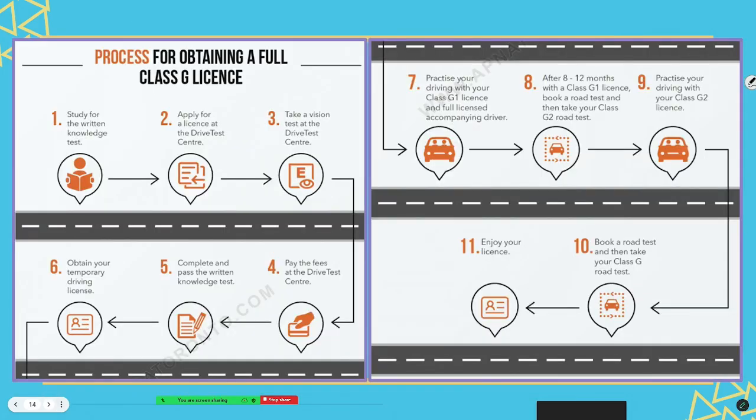So to obtain the G, you have to study for your knowledge test. It's a written test. You have to apply for a license at the Drive Test Center, take your vision test, pay the fees at the Drive Test Center, and complete and pass the written test. Then you get your temporary driver's license. You can practice driving with your Class G1. Remember, that's with a fully licensed driver who has been fully licensed for at least 4 years.